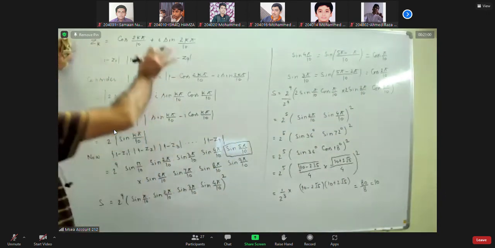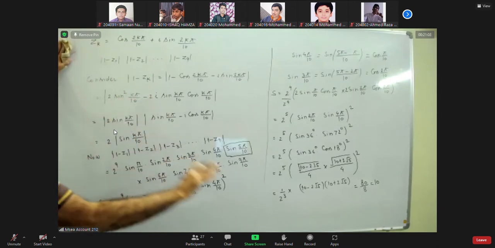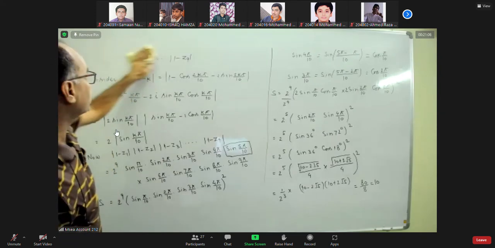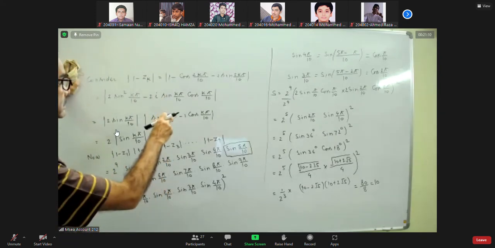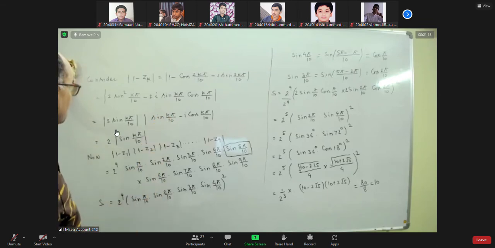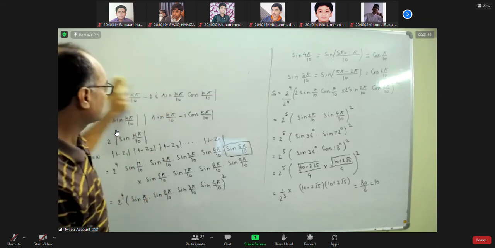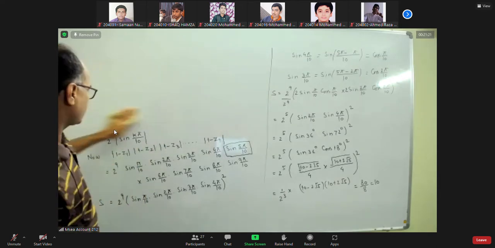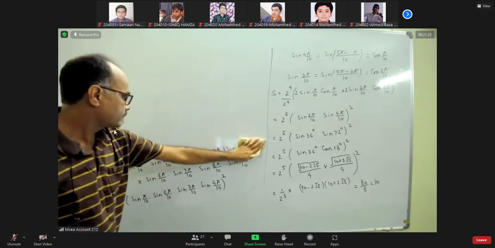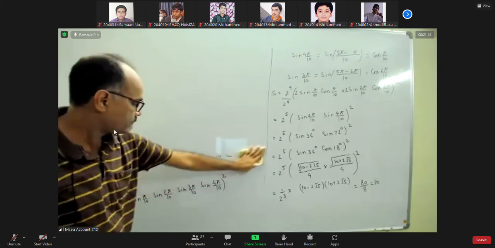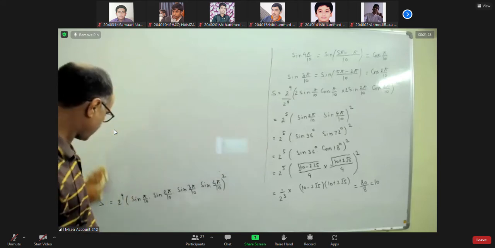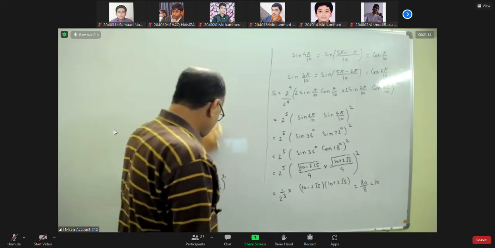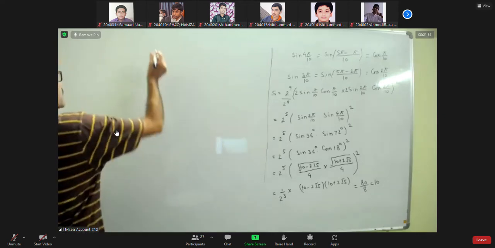18 degree. This is based on this. I'll tell you many questions. How to simplify? You can convert it into different forms. All are based on 10th roots of unity. How to find 18 degree?